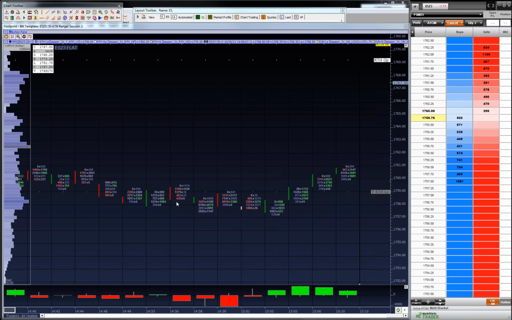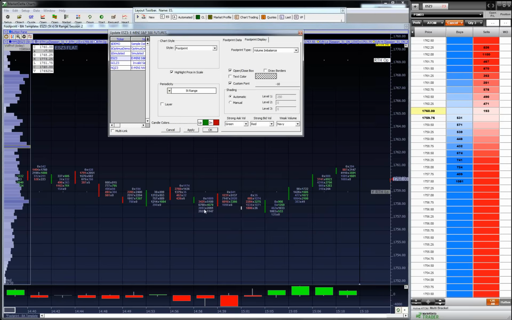Okay, so let's take a look. This was today. This is the ES. I'm going to double click the chart. I want to show everybody how to access this. So I'm simply double clicking, and this is what I'm talking about.